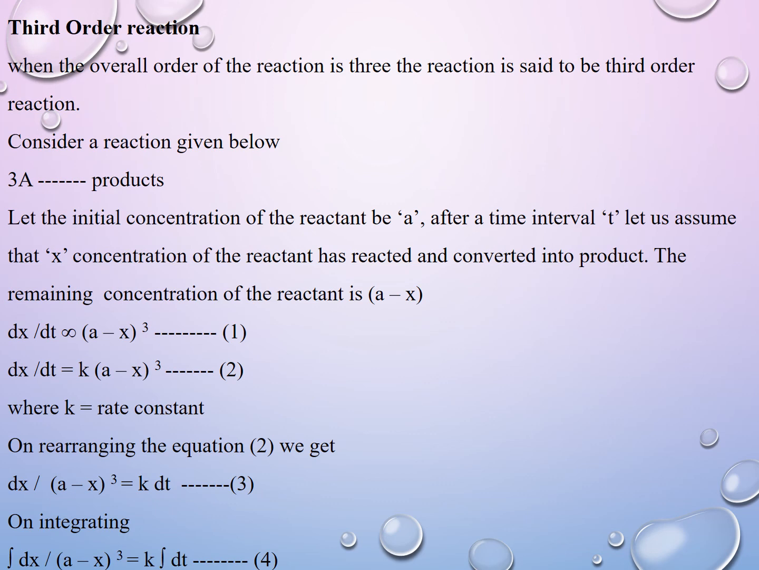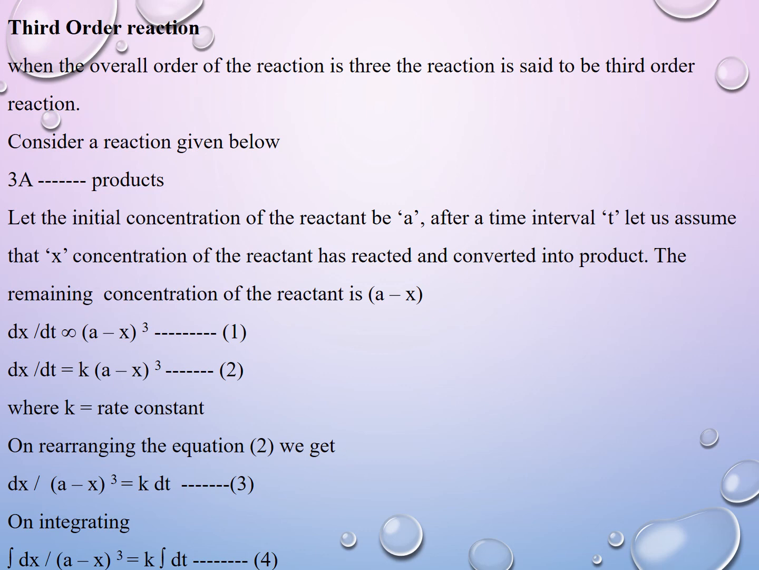Now the rate of the reaction dx by dt is directly proportional to (a minus x) the whole cube. Now removing the proportionality sign, we introduce a constant, hence the equation becomes dx by dt is equal to k into (a minus x) the whole cube. Here k is the rate constant. Now on rearranging, we get dx by (a minus x) the whole cube is equal to k into dt. On integration, integration of dx by (a minus x) the whole cube is equal to k into integration of dt.